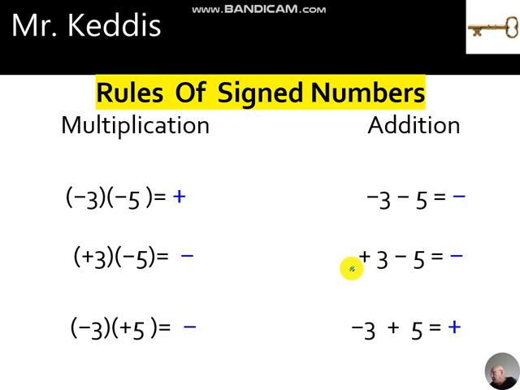But in addition, when you have different signs, I take the sign of the higher number. 5 is higher than 3, so I take the sign in front of the higher number, the sign in front of the 5. Negative, I write negative. Positive, I write positive.